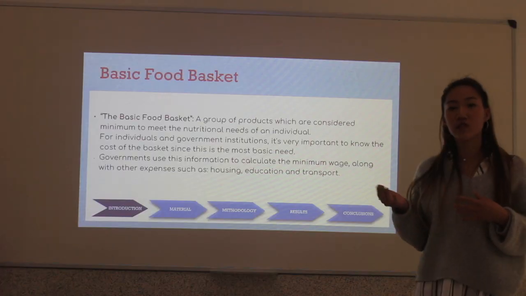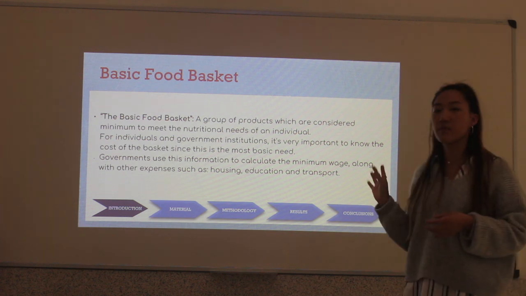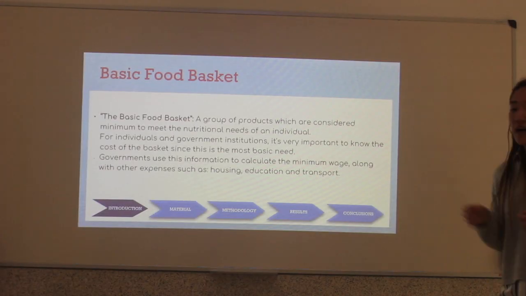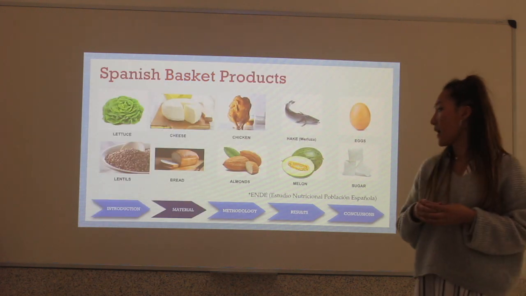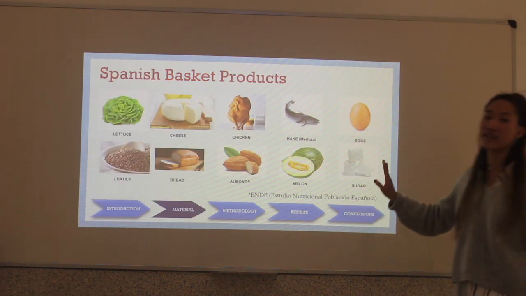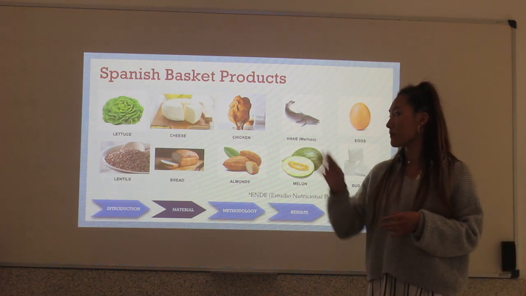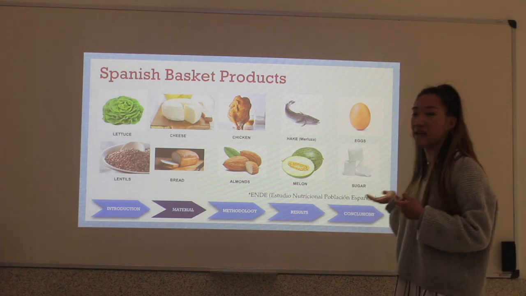Governments or institutions think that the most important thing is to know the cost of the basket as it's the most basic need. This basic need is useful information to calculate the minimum wage along with other expenses such as housing, education and transport. So according to this nutritional study, the Spanish basket is composed of lettuce, cheese, chicken, eggs, lentils, bread, almonds, melon, and sugar.